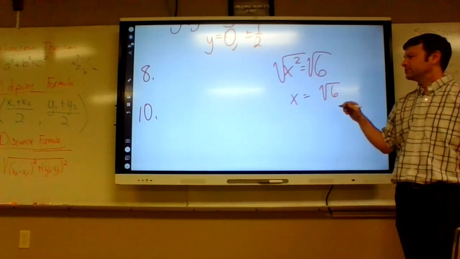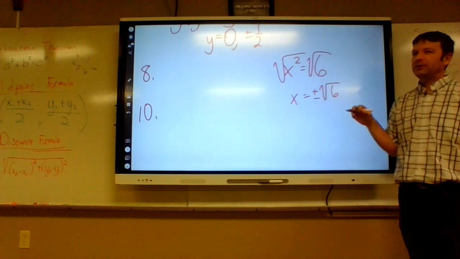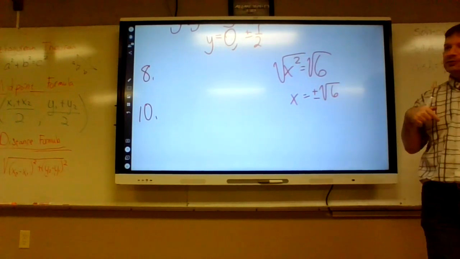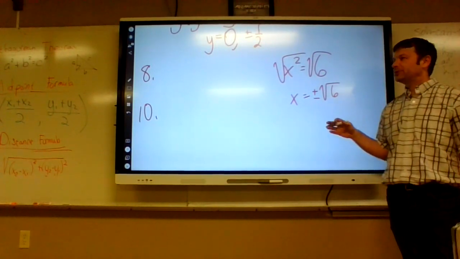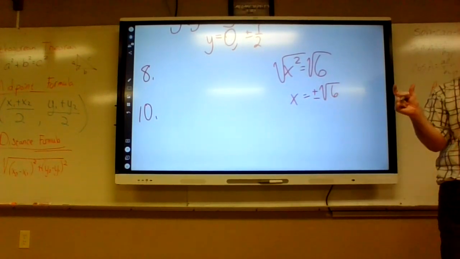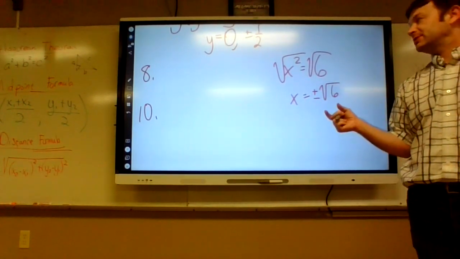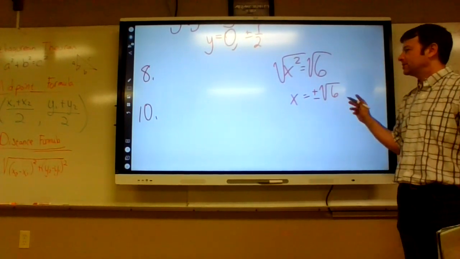Remember that? Because the negative square root of 6 squared is still 6. You have to use plus or minus whenever you use the square root trick. If you can get x squared by itself, you can just square root both sides, but you need to put a plus or minus. That's number 7.